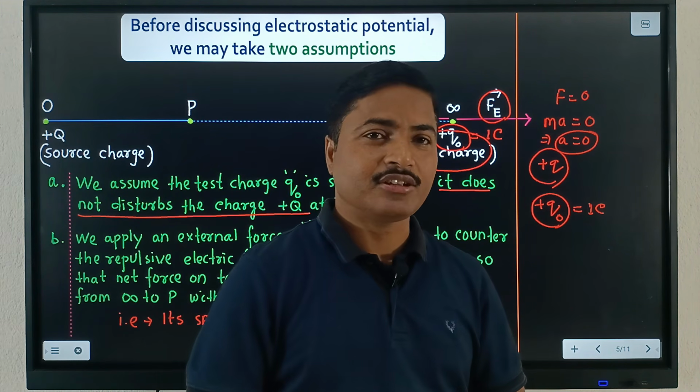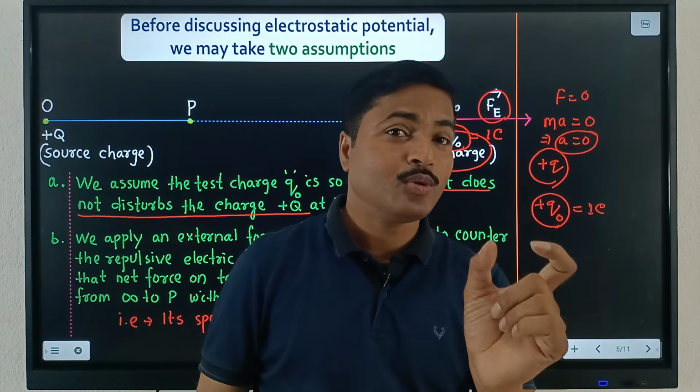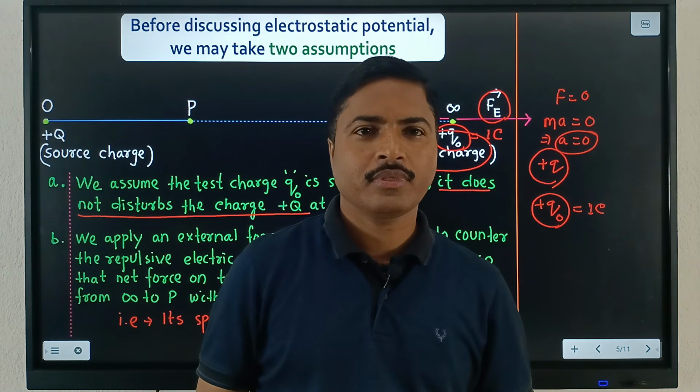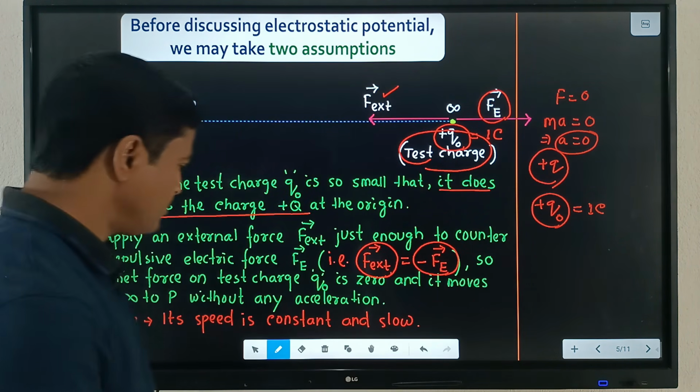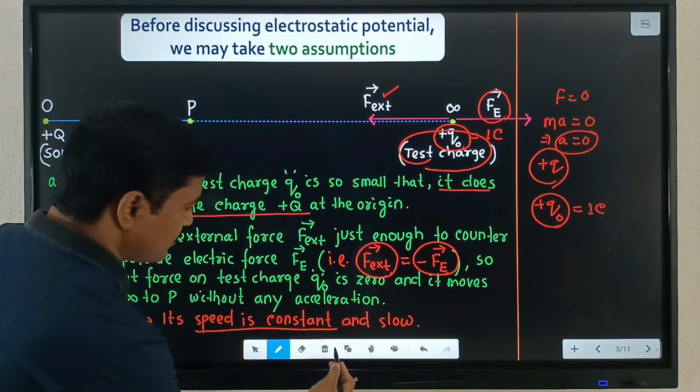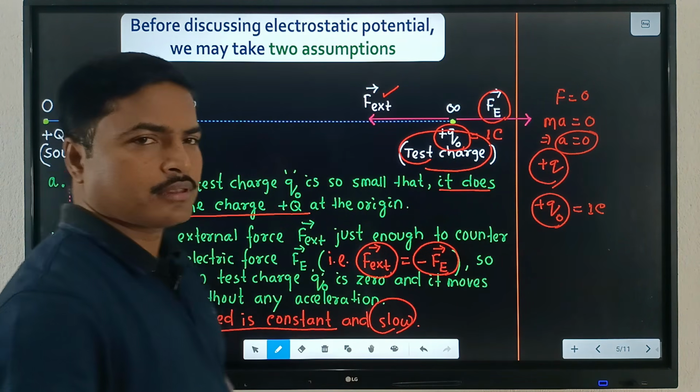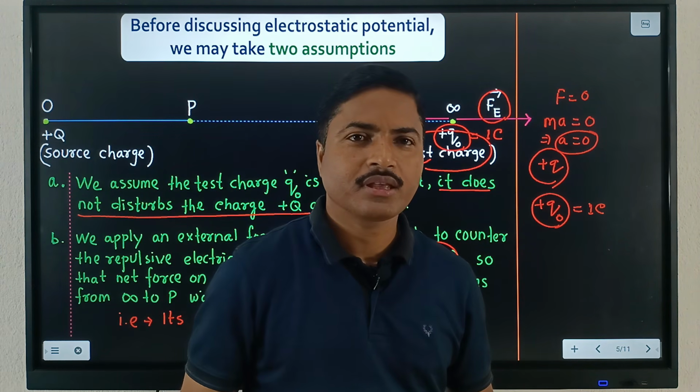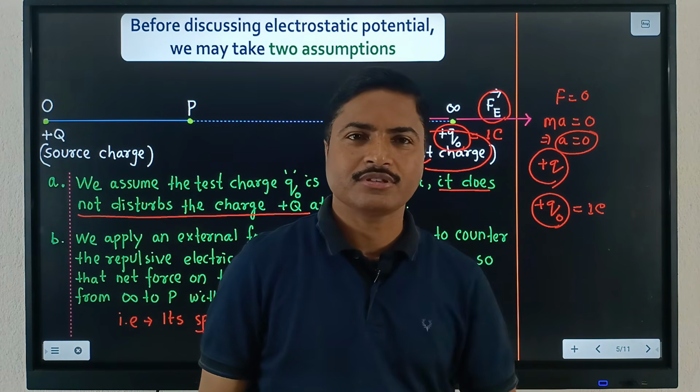Without any acceleration means its speed always remains constant. Its speed always remains constant, and that is slow. Clear? These are mainly the two assumptions.